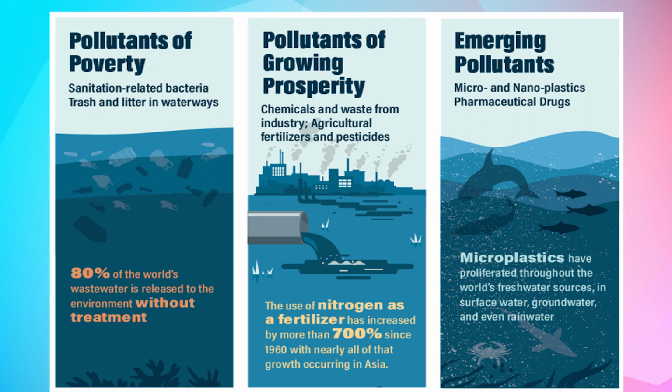Third is the emerging pollutants, which involve micro and nanoplastics and pharmaceutical drugs. Microplastics have proliferated throughout the world's freshwater sources, in surface water, groundwater and even rainwater. So this is the data showing how pollution has made the water so contaminated.